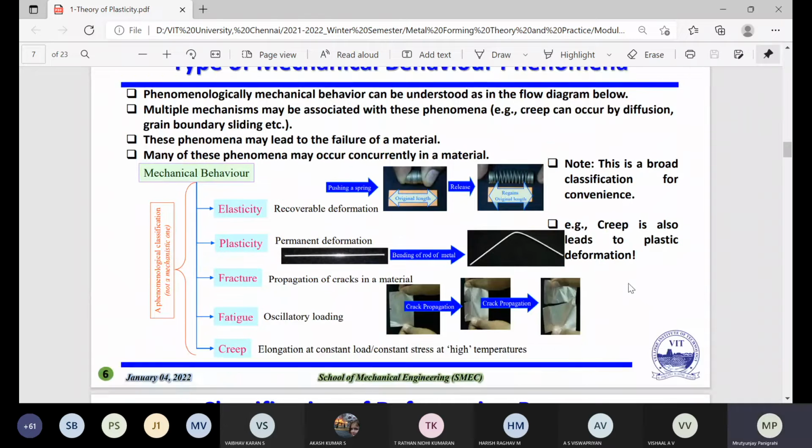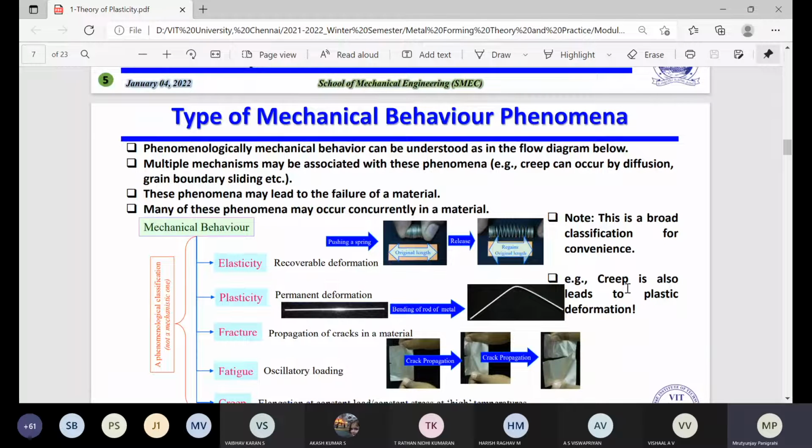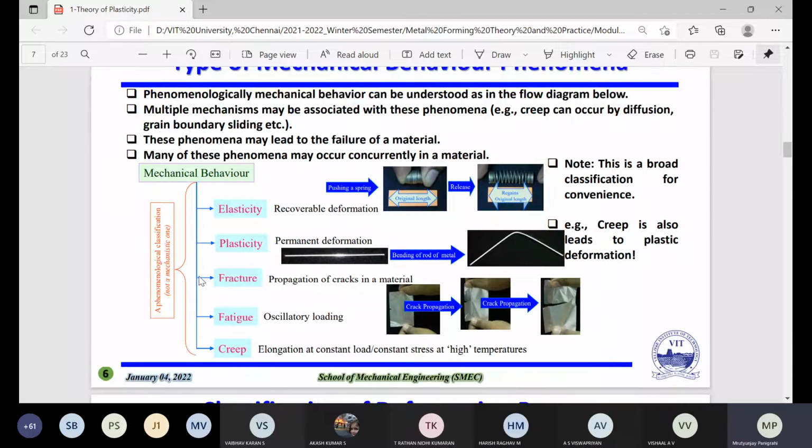Yeah. So here I mentioned the type of mechanical behavior phenomena. When we are going towards the classification, what are the basic mechanical behaviors we have? One is elasticity, plasticity, fracture, fatigue, and creep, which we have mentioned in the previous slide on the left-hand side.